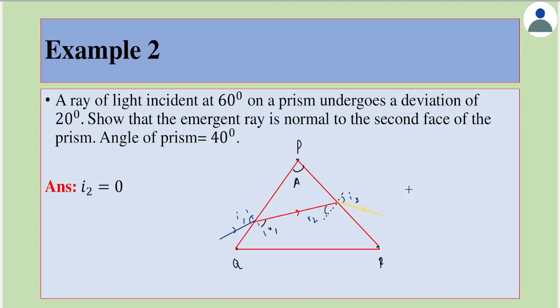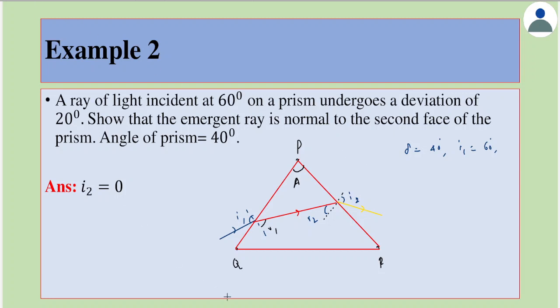So the question says show that the emergent ray is normal to the second face. It's not drawn normally here, but we need to prove that the emergent ray, that is this ray, is normal to the second face. In that case, it would be a TIR because light would come out like this. Now here, delta is given, and a light ray is incident at 60 degrees, which means I1 is equal to 60 degrees.